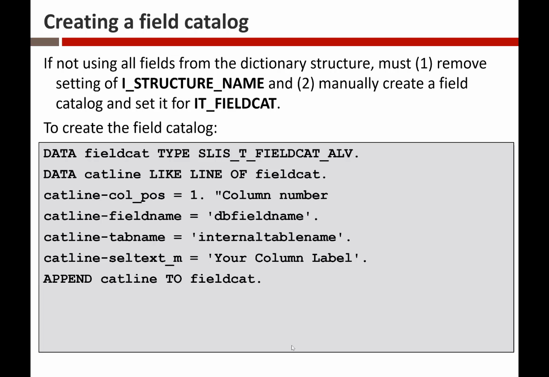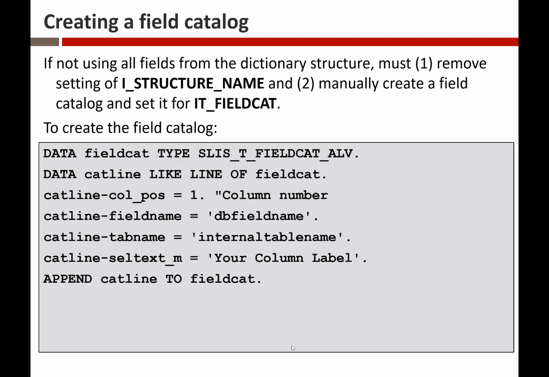Then the next one, cat line, the tab name field, you set that to the internal table that you're using, that this is associated with. And then you set cat line cell text _M to be your column label. So that's what's going to show up at the top. And then you append that to the field catalog. Now, if you have 8 columns, you're going to have this recur 8 times.